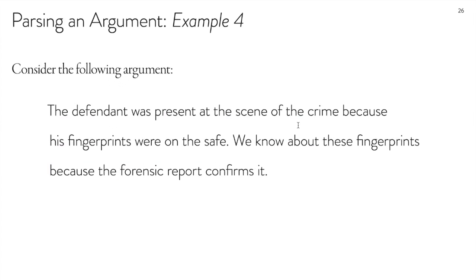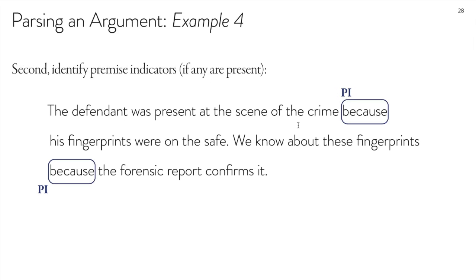Ooh, this one might be a little more tricky because I'm mean. The defendant was present at the scene of the crime because his fingerprints are on the safe. We know about these fingerprints because the forensic report confirms it. So let's first look for our indicator words. Ooh, I was mean this time. No conclusion indicator. And you'll see why I'm really mean with this one in a moment. All right, well, let's see if there's any premise indicators. Well, the most common premise indicator word is because. And so we got a couple becauses in there. So that's helpful. So at least we know what's following these words are probably going to be some kind of premise. That is useful.